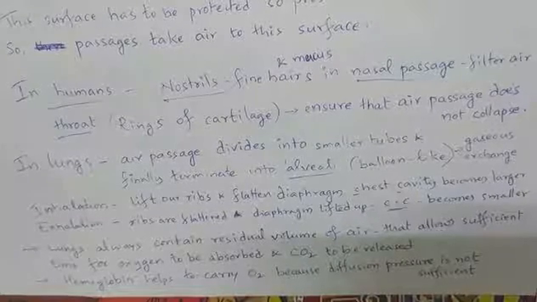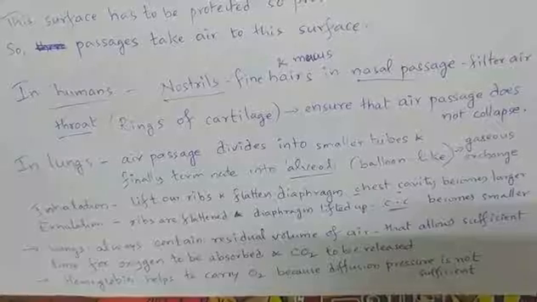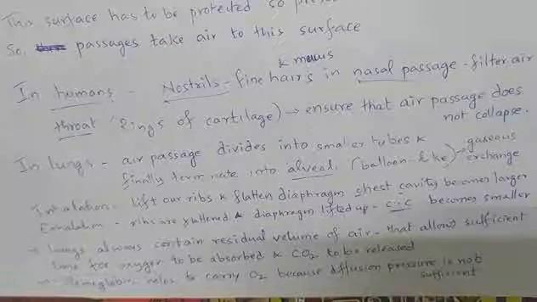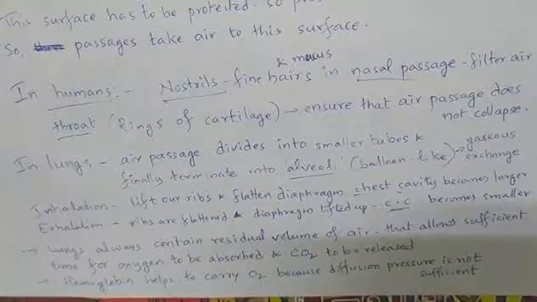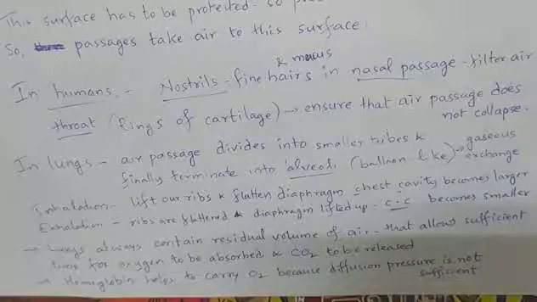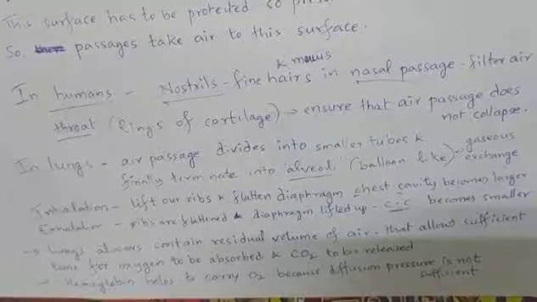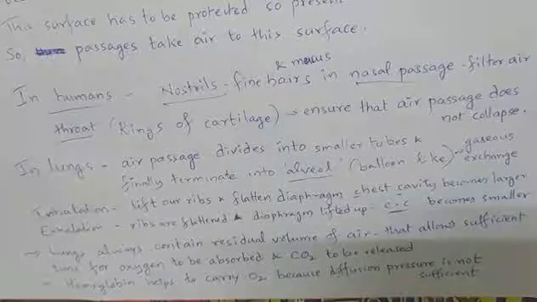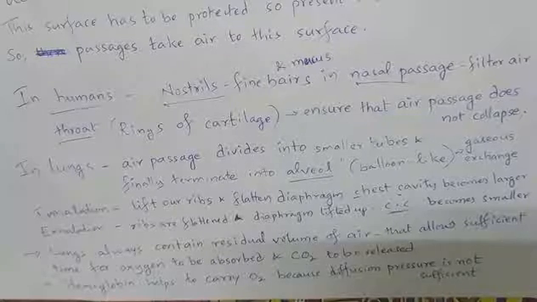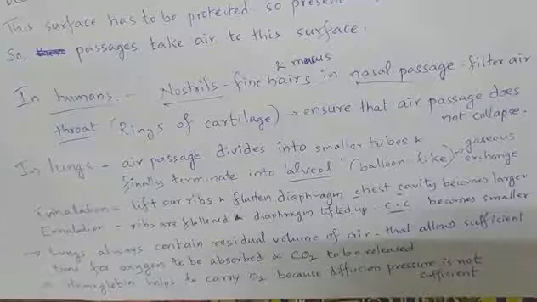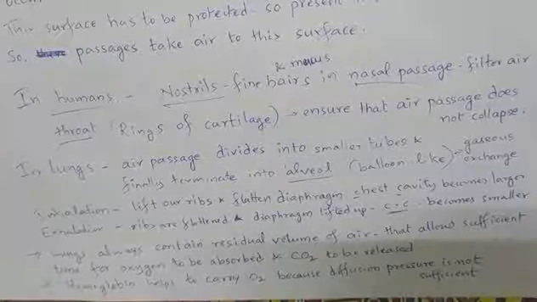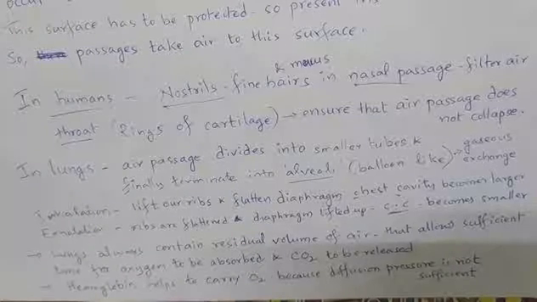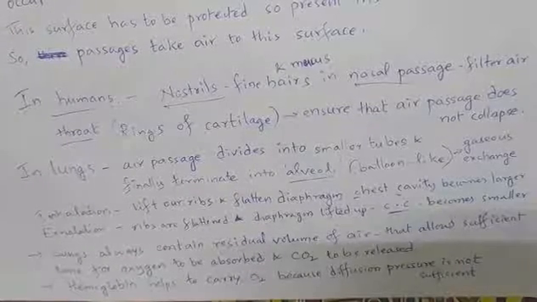Why is CO2 carried by being dissolved in blood plasma, and why is oxygen carried by being bound to hemoglobin? The solubility of oxygen in blood plasma is very low, so it cannot be carried in sufficient quantity by being dissolved in blood plasma. Whereas the solubility of CO2 in blood plasma is very high, so it can be carried from all the body cells back to the lungs by being dissolved in blood plasma. This is how the respiratory gases are carried in between lungs and the body cells.